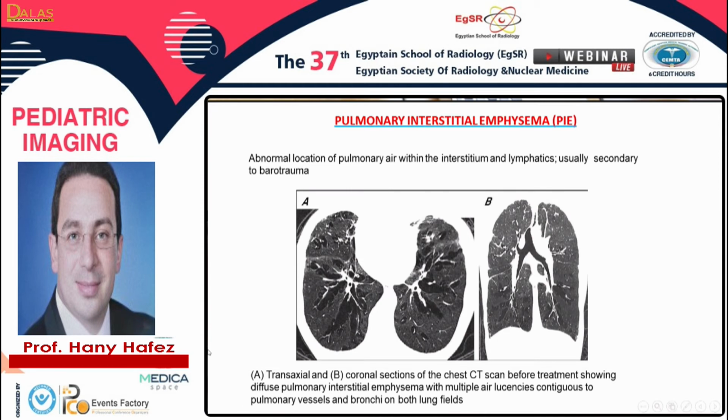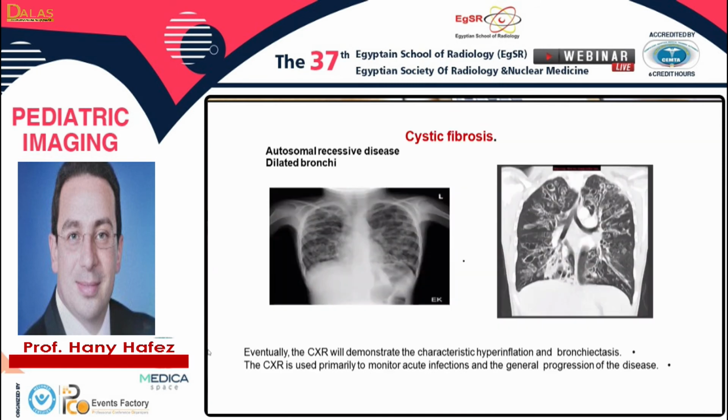Pulmonary interstitial emphysema. There is diffuse pulmonary interstitial emphysema with multiple air lucencies adjacent to pulmonary vessels and bronchi. Cystic fibrosis is an autosomal recessive disease with dilated bronchi. In plain X-ray there is bilateral dilatation of air spaces. In coronal CT scanning, there are dilated air spaces of variable sizes.